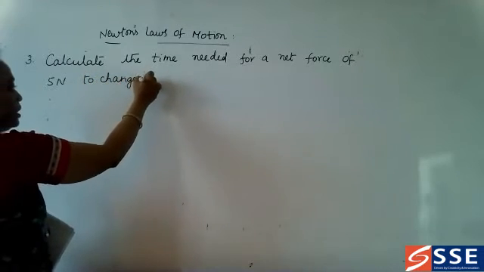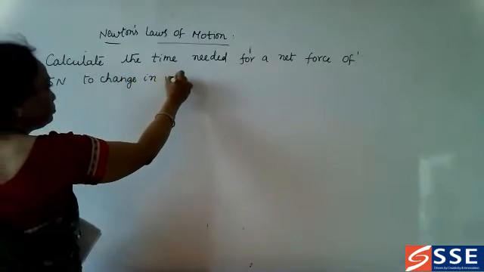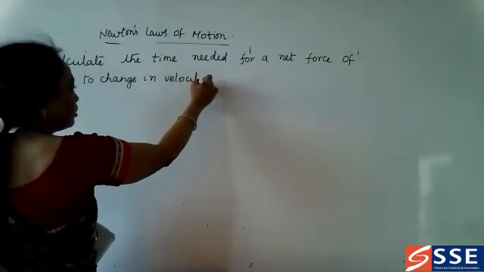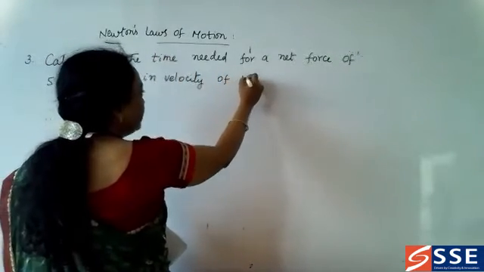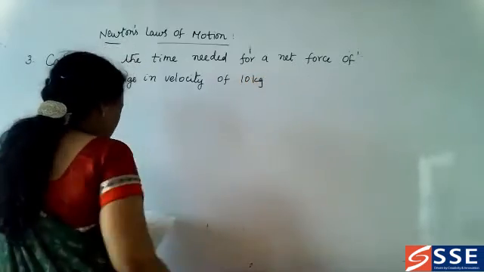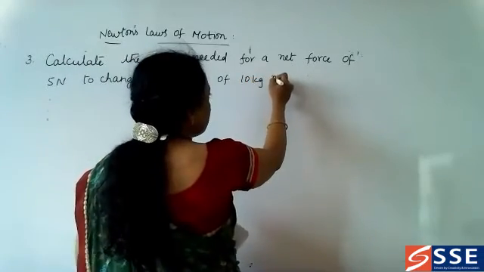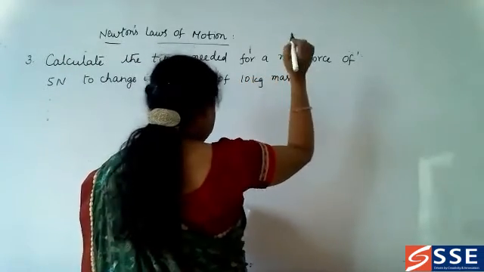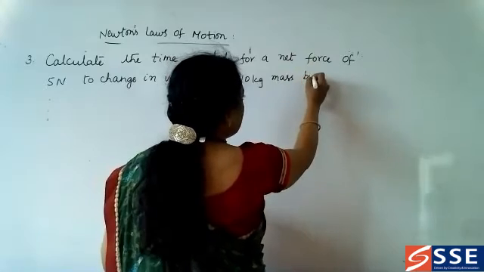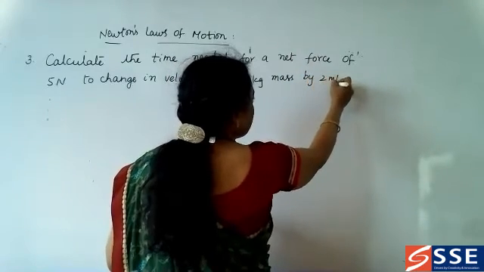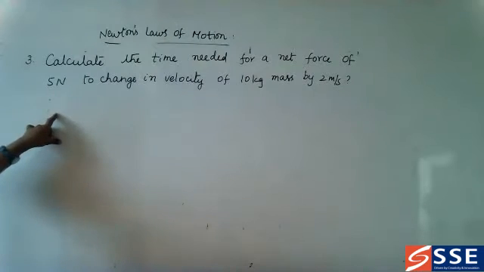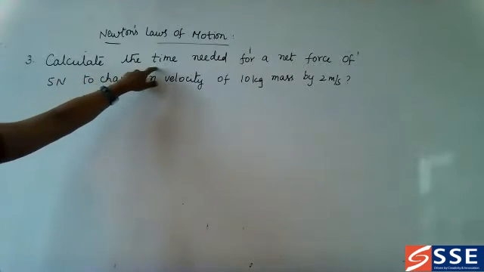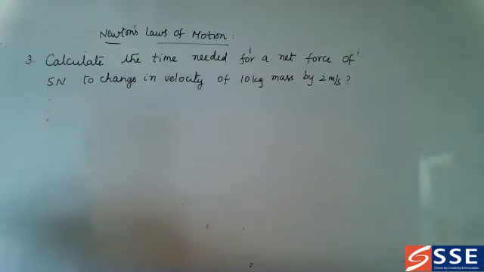So change in velocity of a 10 kg mass is given, and then by 2 meter per second. So this is the problem. So in this problem we have to calculate the time. So how are you going to calculate the time?